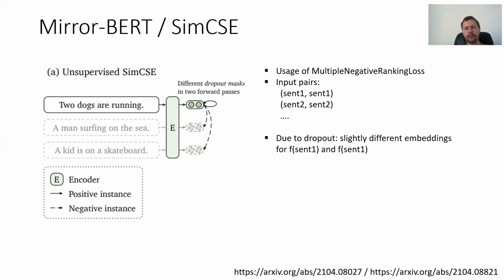Then there's the work of ConSERT and SimCSE, concurrent work of these two, where they use multiple negatives ranking loss. They input pairs, and they use different dropout masks. In a transformer network, you have dropout masks in the architecture, and they use different dropout masks for the same text. You get slightly different embeddings if you encode the same sentence two times. And then they want these two embeddings close in the vector space, while other embeddings should be far away. So sentence 1 should be far away from sentence 2 in the vector space.